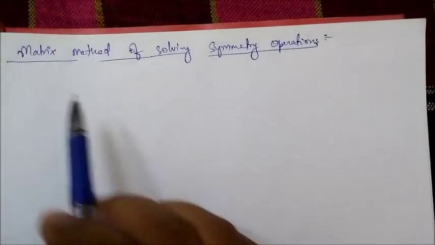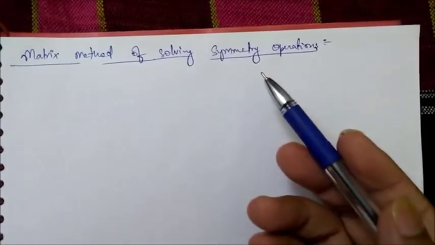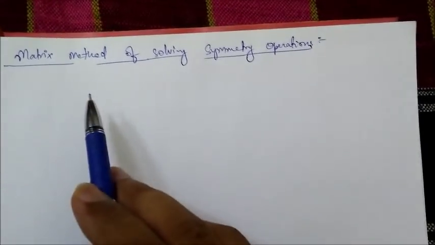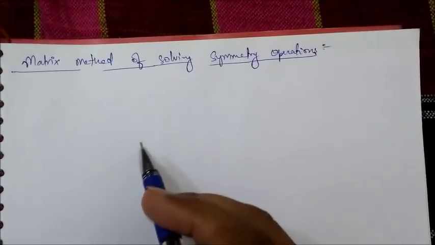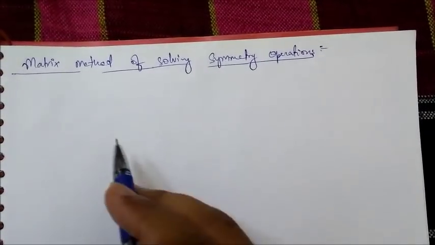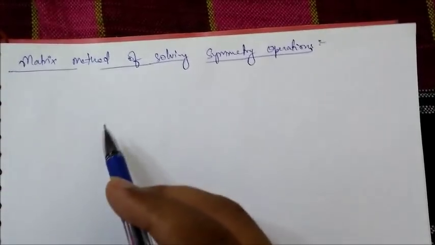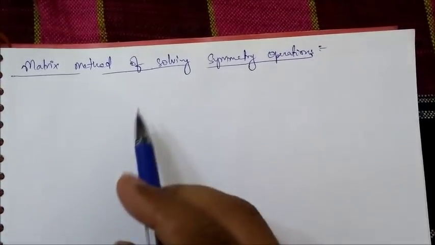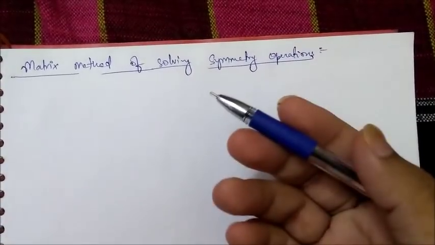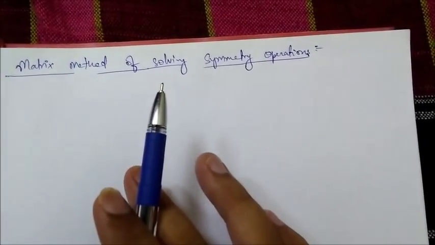This method is called the matrix method of solving symmetry operations. A few questions were asked earlier in the CSIR exam in June 2015 and before that, mostly for 2 marks and once for 4 marks, about what you get if two operations are multiplied. This will be helpful for you in finding the multiplication table also.